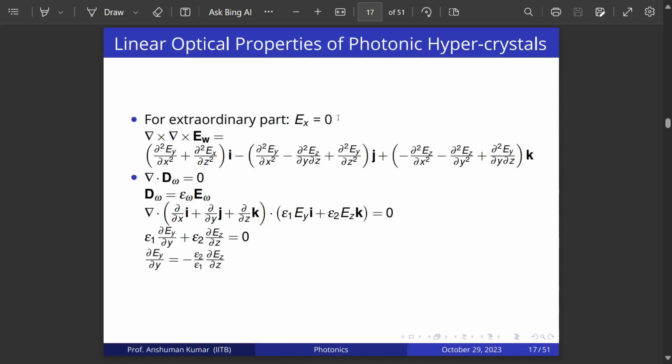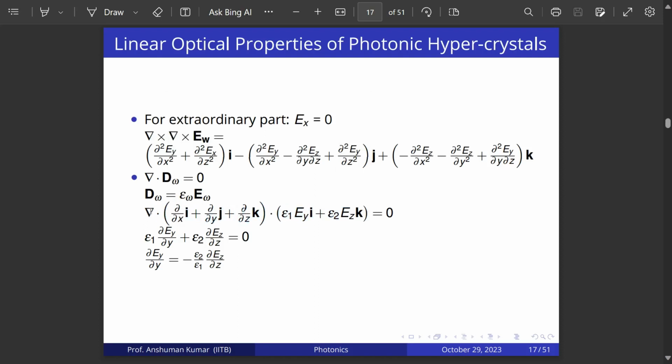For the extraordinary part, the electric field is only in the direction of Y and Z, and so del cross E becomes this. Now, another well-known thing is that del dot D equals zero since there are no charges induced, and the displacement vector can be given in terms of the electric field and the dielectric permittivity tensor. So del dot D equals this.